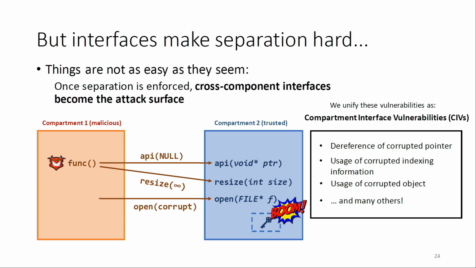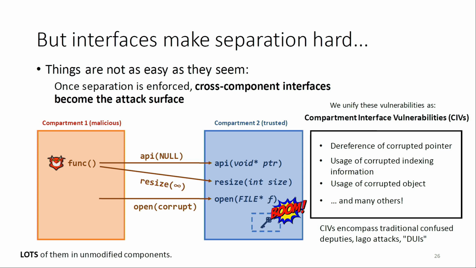In this work, we unify all of these vulnerabilities under the concept of compartment interface vulnerability, or CIV. CIVs encompass traditional confused deputies, Iago attacks, which are specific to the system call API, and their references under influence, and probably many others. They are all attacks revolving around misuse of a legitimate interface. CIVs are very common when compartmentalizing unmodified applications, and they affect all compartmentalization frameworks because they are a fundamental part of the problem of privilege separation.